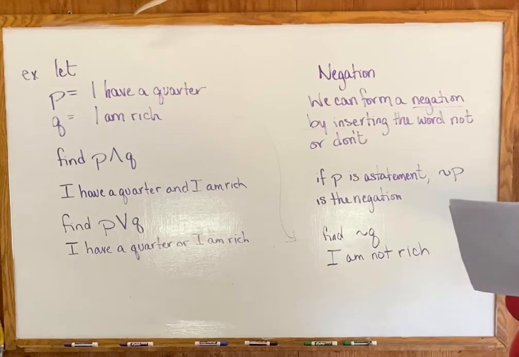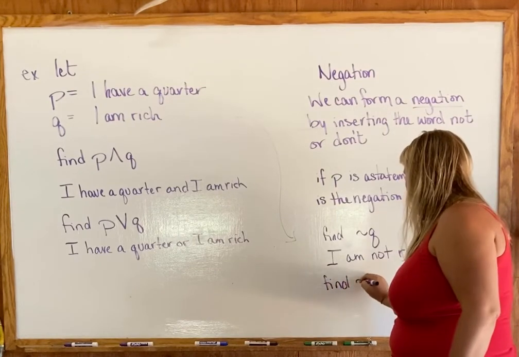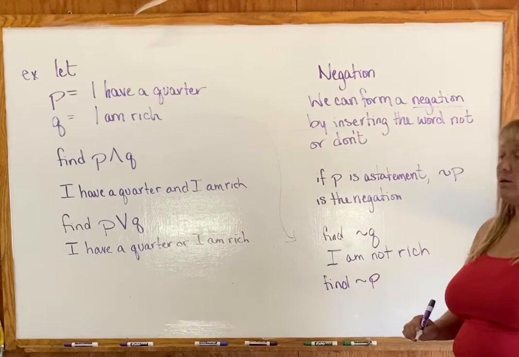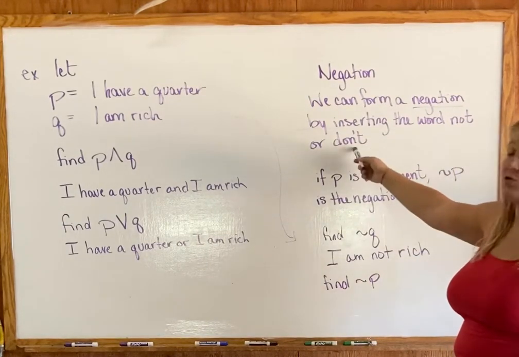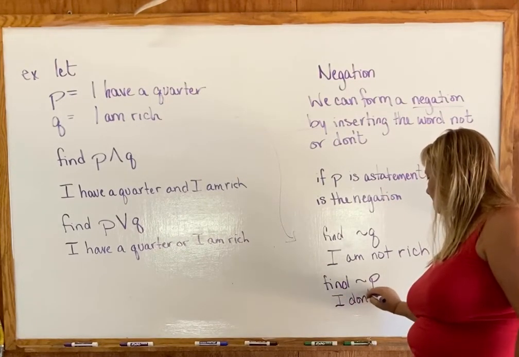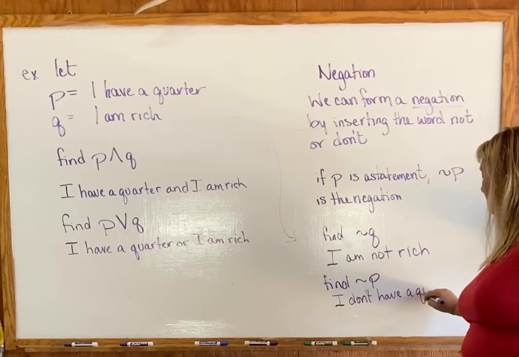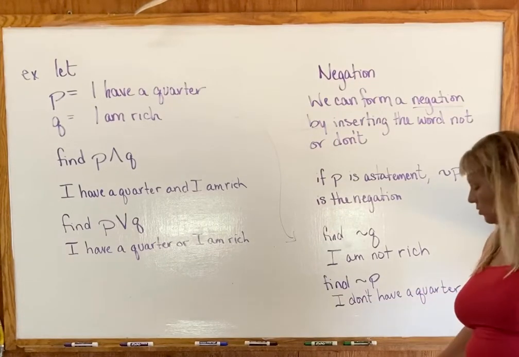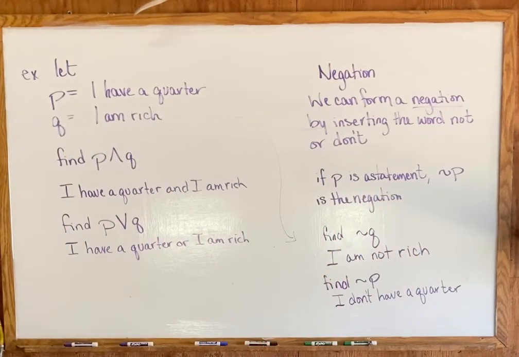All right, let's see. Just for the heck of it, let's find not P. So in not P, we could write this one a little bit differently. Instead of using the word not, let's use the word don't. So we can say, I don't have a quarter. So again, it's saying the opposite of what we had before. Okay, getting the idea there?